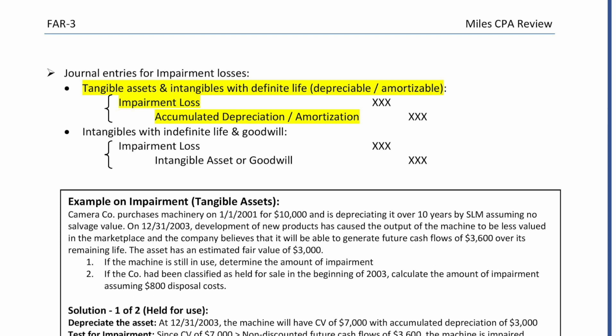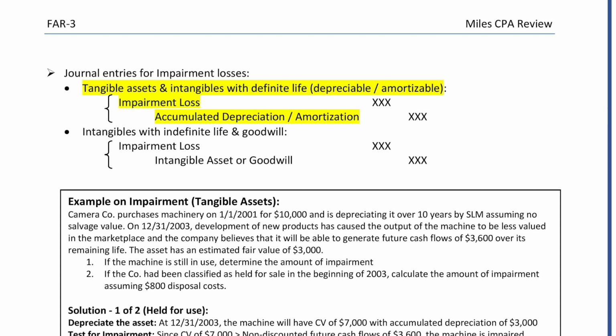Let's now look at the example that we have on this page. So you have camera company which purchases machinery on 1st Jan year 1 for $10,000 and is depreciating the machine over 10 years by straight line method assuming zero salvage value. On 31st December year 3, development of new products has caused the output of the machine to be less valued in the marketplace and the company believes that it will be able to generate future cash flows of $3,600 over its remaining life. The asset has an estimated fair value of $3,000. So basically, the discounted future cash flows is $3,000.